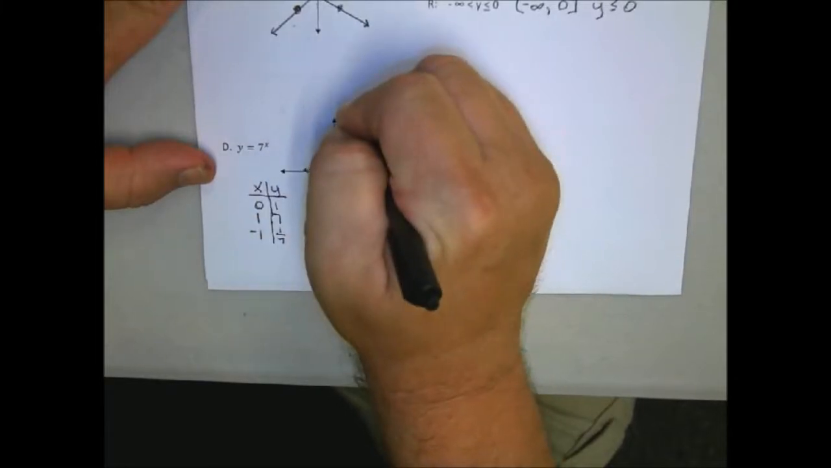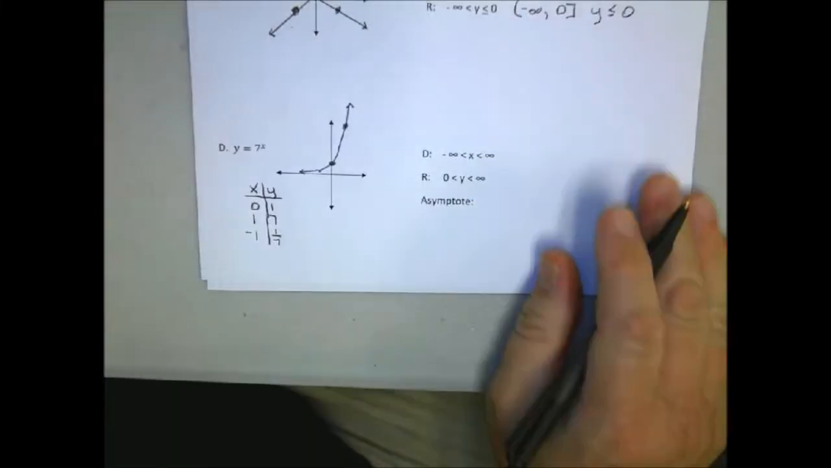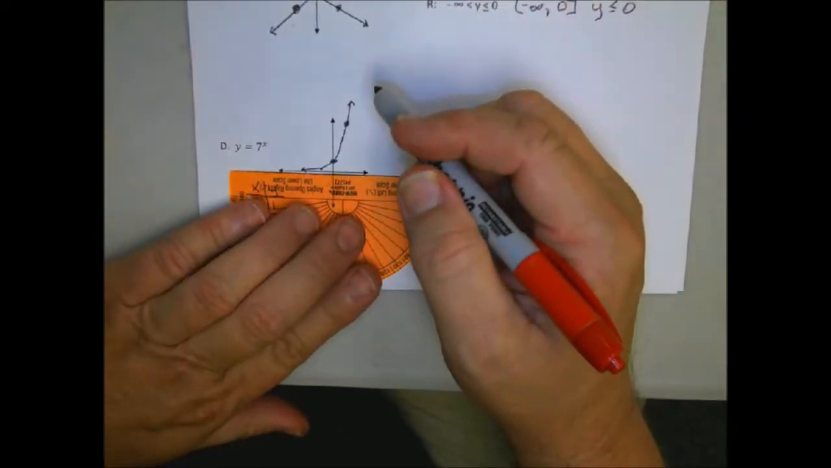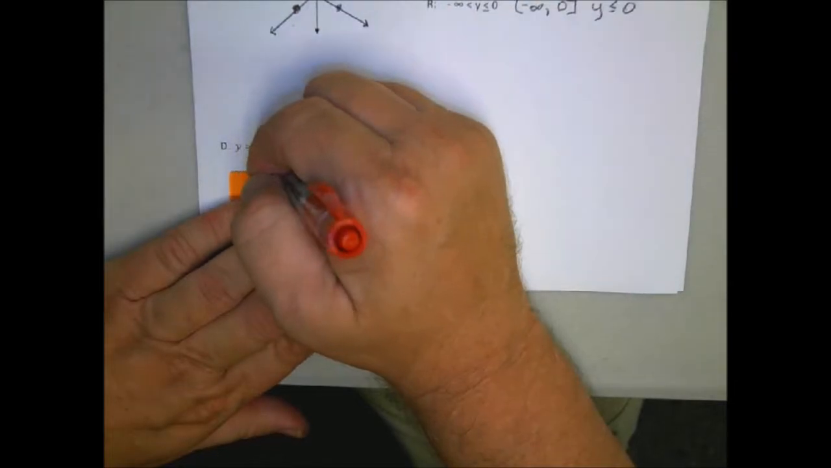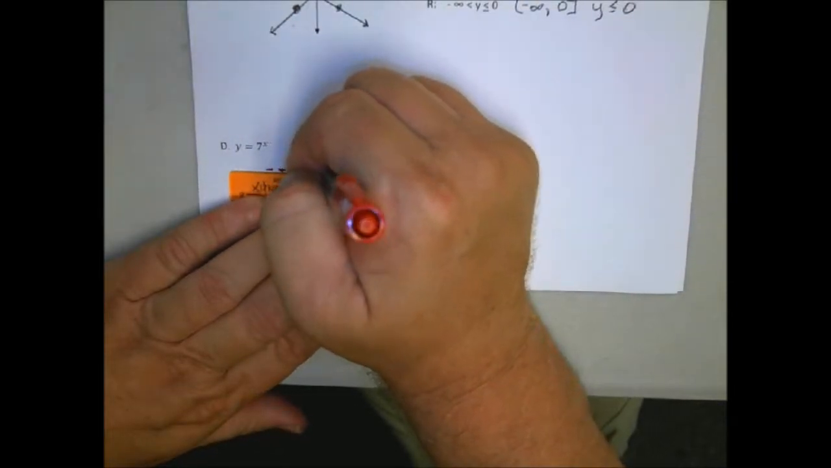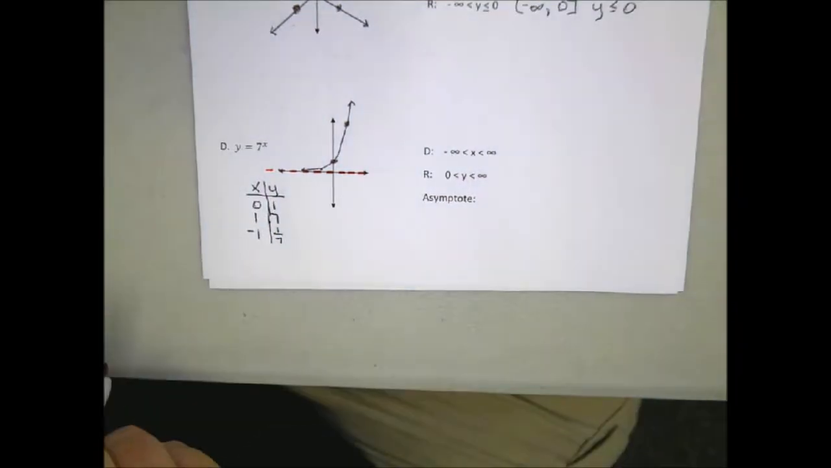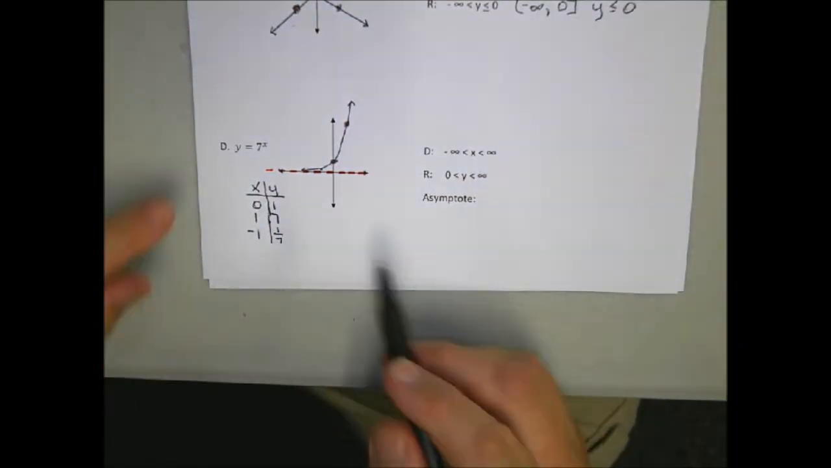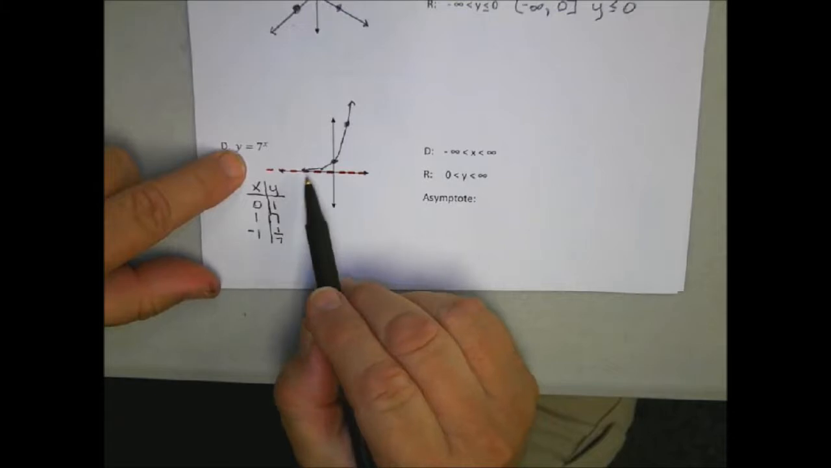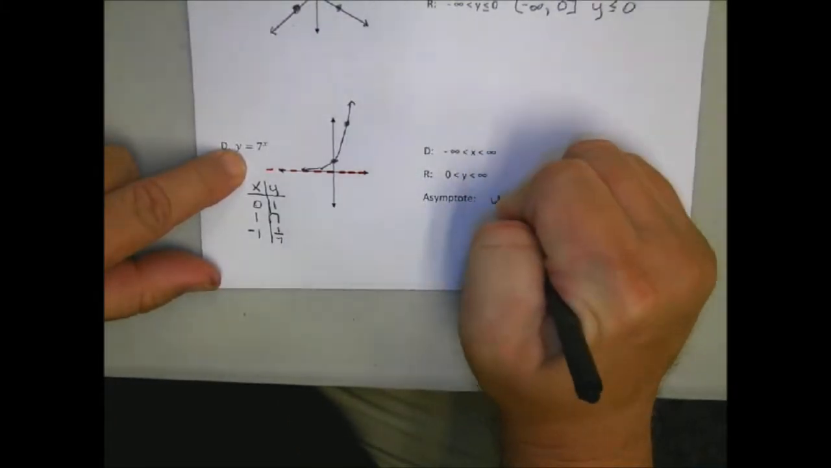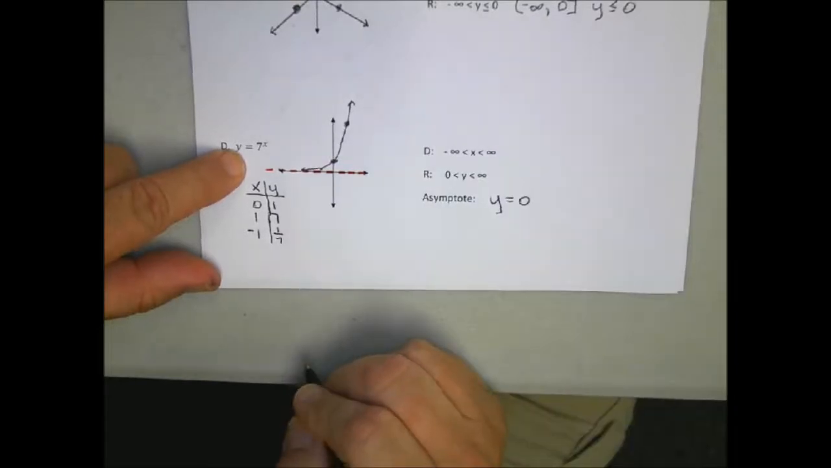Remember, by the nature of that asymptote, the graph is getting closer and closer and closer to that x-axis, but it's never touching it. So we might as well do the asymptote first. The equation of the asymptote is y equals 0.